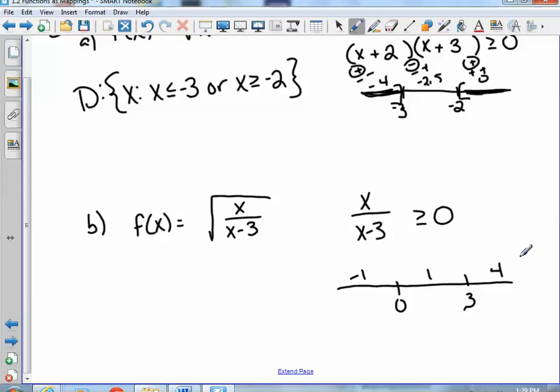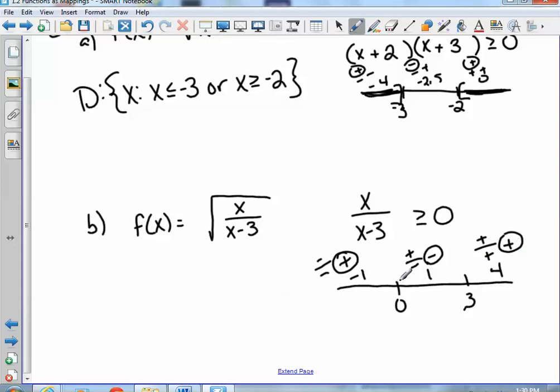Does everybody understand how I get the two points on my sign line and all my test points? Are you okay with that part? Okay. We're just going to plug them in now and see if we get a positive or a negative. So, -1 would be negative, -1 minus 3 would be negative, and negative divided by negative is positive. If I put in 1, that would be a positive over 1 minus 3, which is negative, so that whole piece is negative. With 4, I get a positive over a positive, so that is positive.